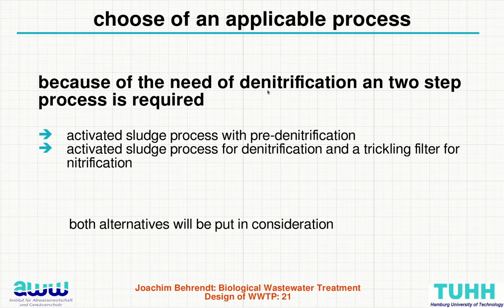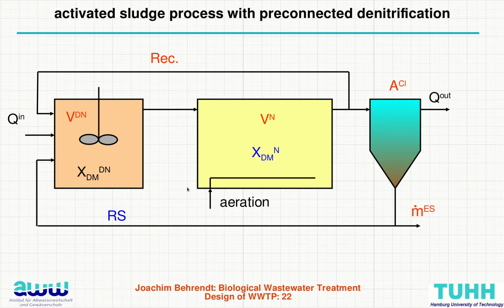We have to have a look at the applicable process. Finally, we have here more than 18 gram nitrogen in the influent. Therefore, we also need a process with denitrification. We want to have a look at the activated sludge process with pre-denitrification, and maybe an activated sludge process for denitrification and a trickling filter for nitrification. We can also use other processes, but we will consider this.